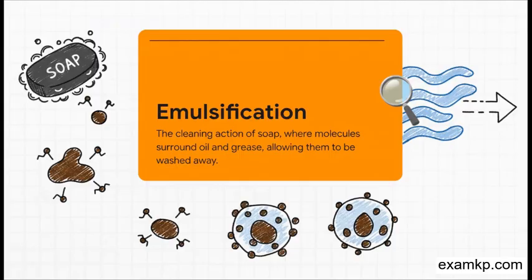It has a head that loves water, we call that hydrophilic, and a tail that hates water but loves oil and grease, that's hydrophobic. The tail grabs onto the oily dirt and the head lets the water wash the whole thing away. That entire process is called emulsification. It's a key concept you have to remember.